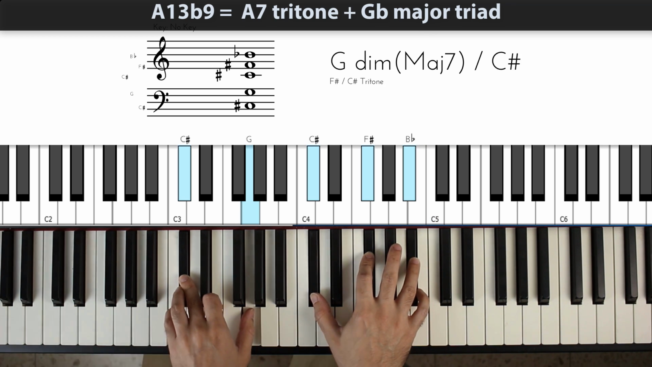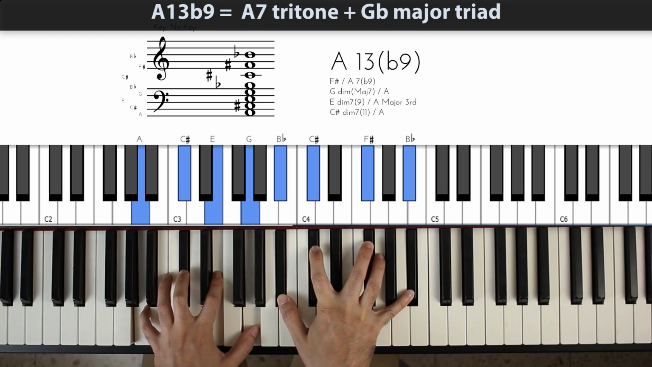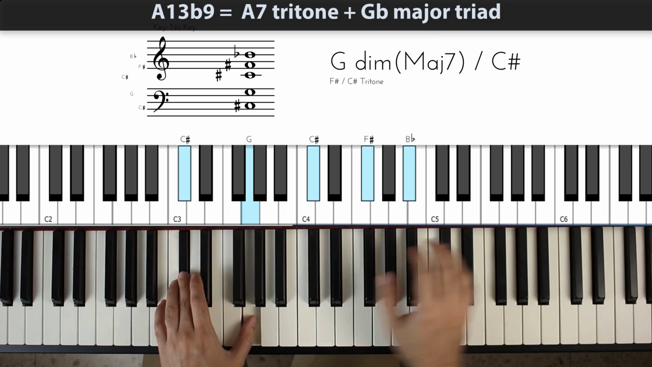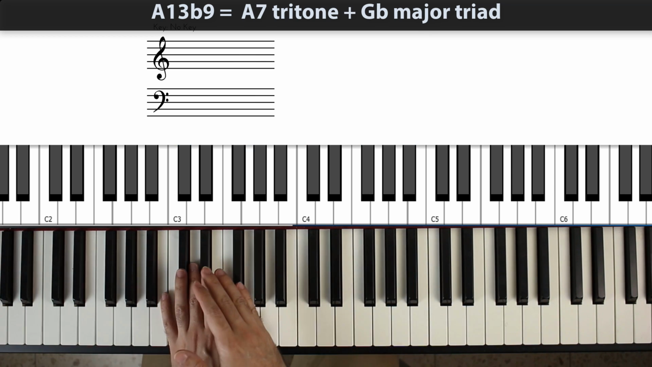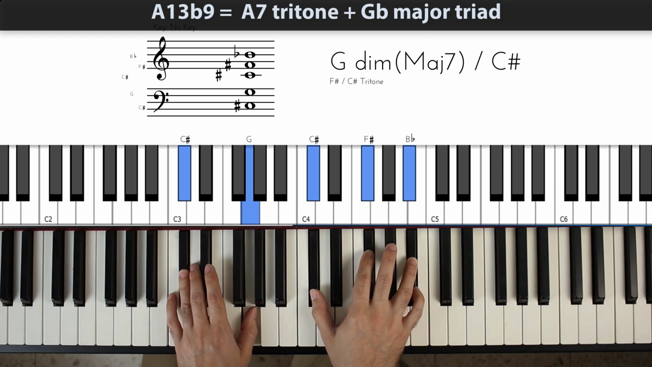And again, what sort of colors does this bring out? Well, let's play the entire thing. And you'll see that, well, here's a flat 9. This is just the 3rd. This is the 13th, and this is, I guess, this is again the flattened 9. So this is an A 13th flat 9 chord. And I'm playing this again by playing a tritone voicing in the left hand and a major triad in the right hand.